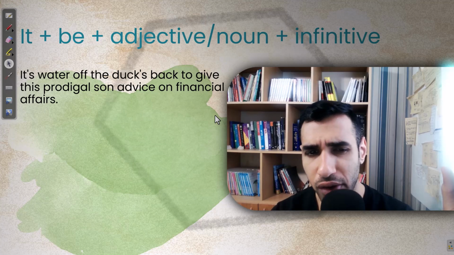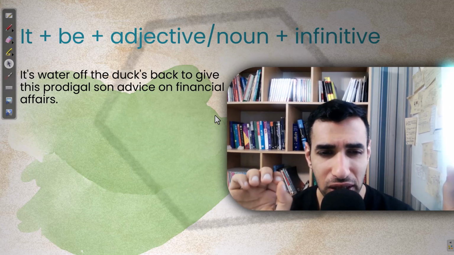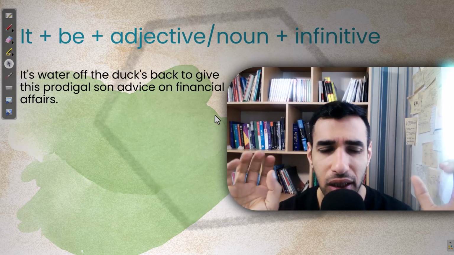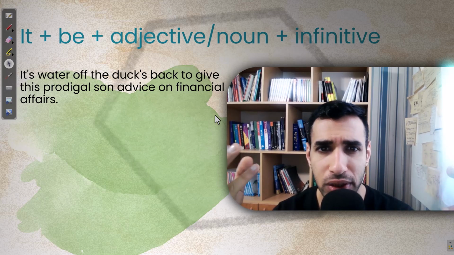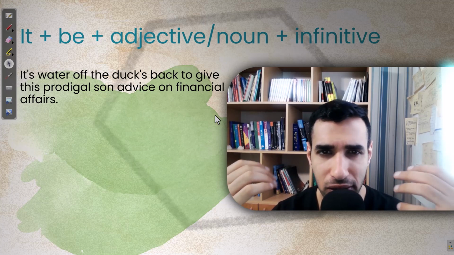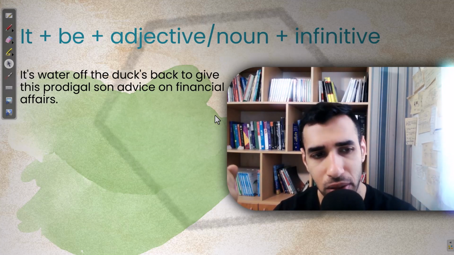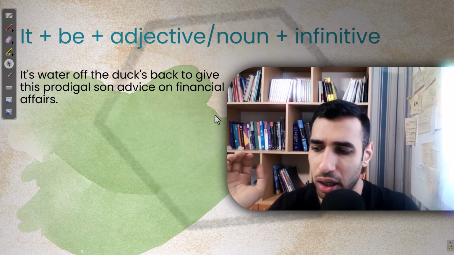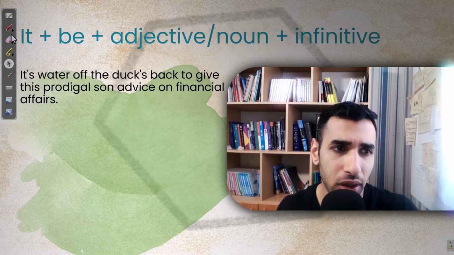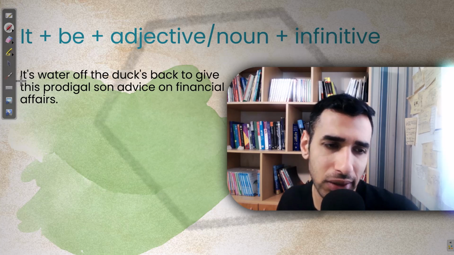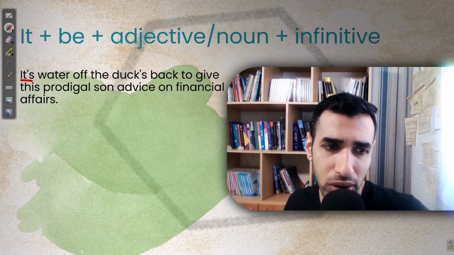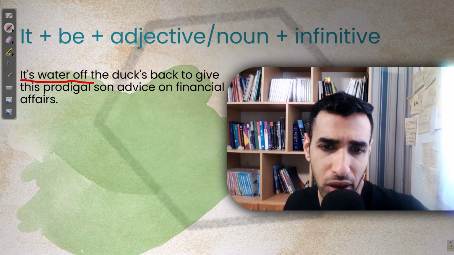It's water off the duck's back to give this prodigal son advice on financial affairs. Do you know the meaning of prodigal? Someone who has the tendency to spend a lot of money, doesn't save their money. The prodigal son. Now I want to examine this sentence, pick it apart. It's water off the duck's back.